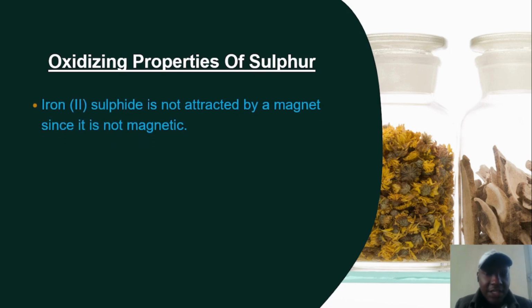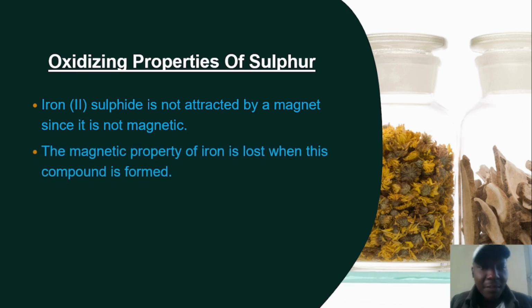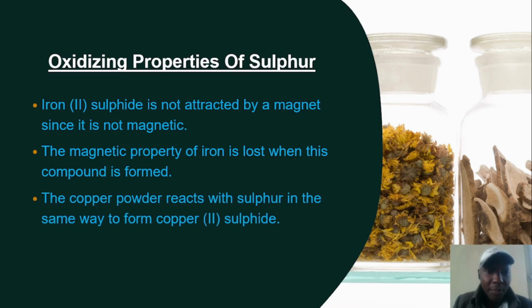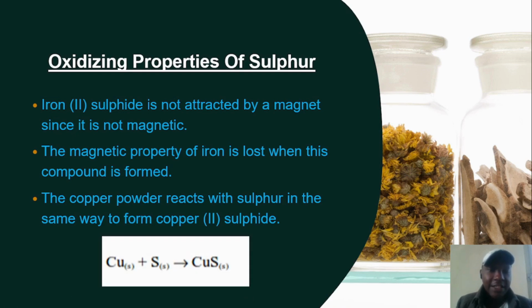Now, iron(II) sulfide is not attracted by a magnet since it is not magnetic. So that's the first property of this compound formed by sulfur with iron. The magnetic property of the iron is lost when this compound is formed. Copper powder also reacts with sulfur in the same way to form copper(II) sulfide, as you can see in the reaction.